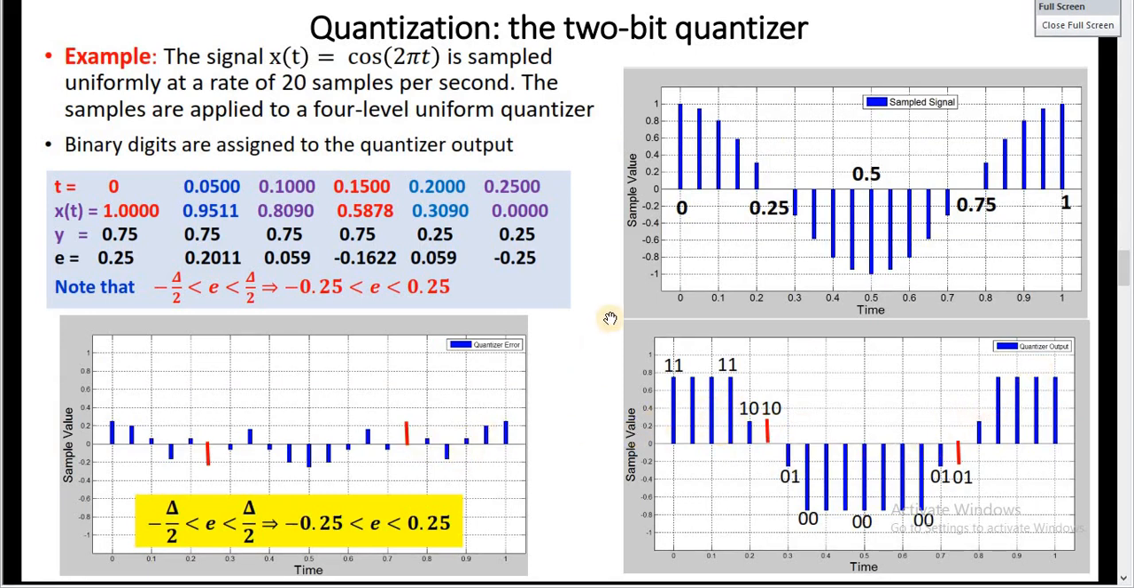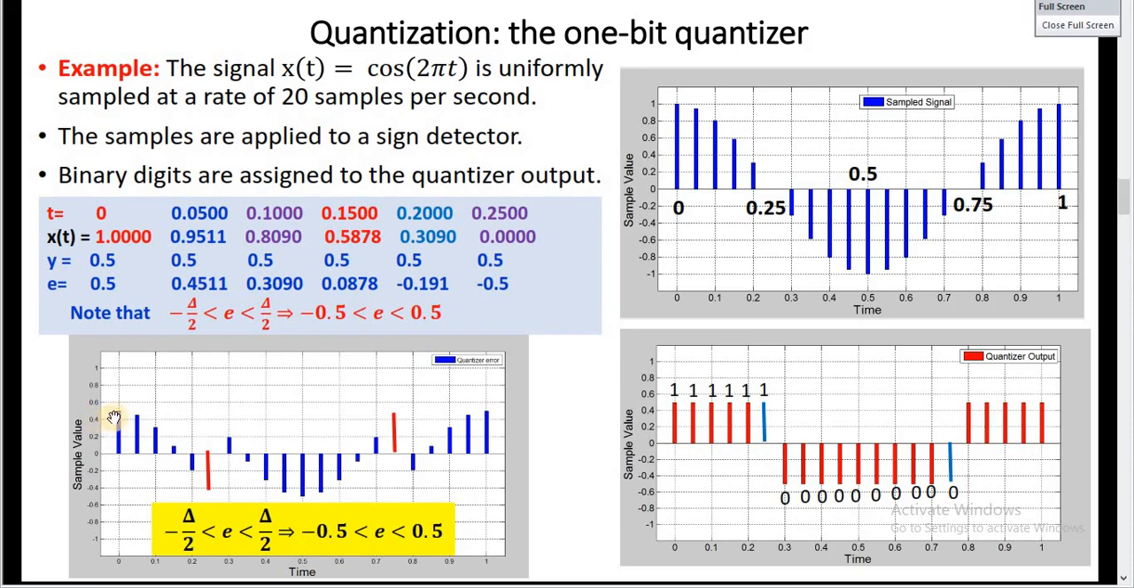Now, here, we plot the difference or the error between the sample values and the quantized values. And again, we can see clearly that the absolute value of the error is bounded by delta over 2. The error itself varies between minus delta over 2 to delta over 2, which is minus 0.25 to 0.25, minus the maximum value and the maximum value. Both of them are bounded by 0.25.